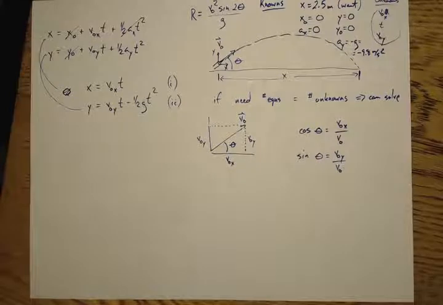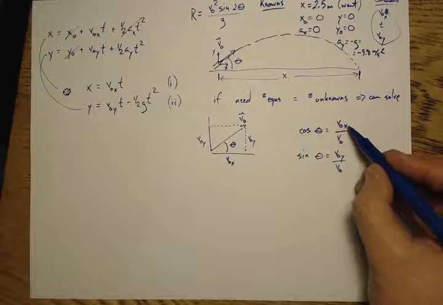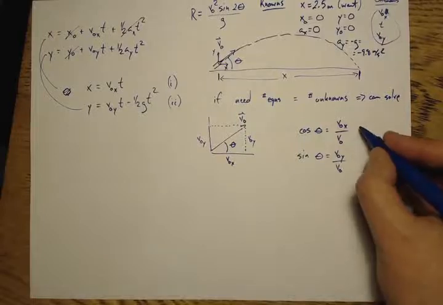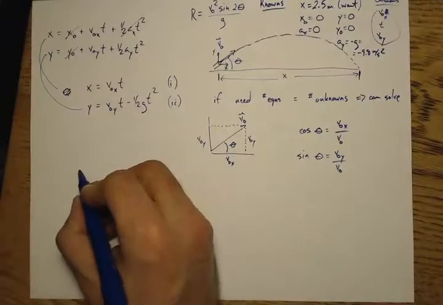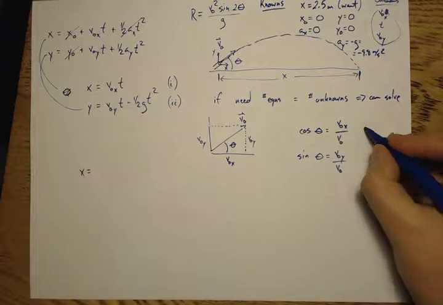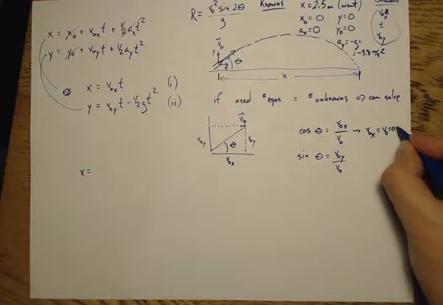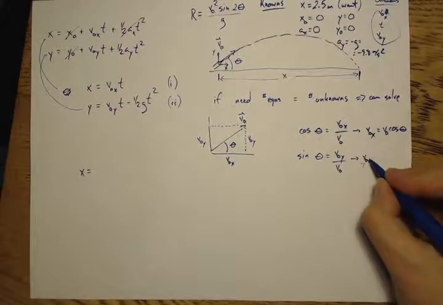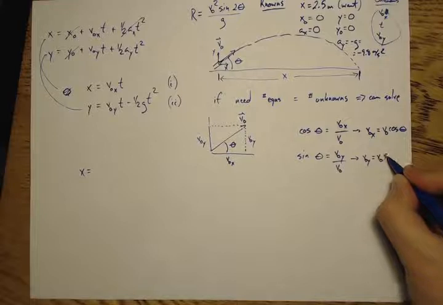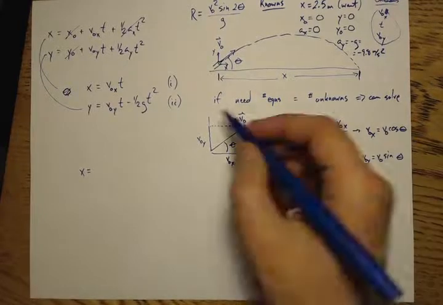Okay, well now I've got some more equations here, so I can plug this into equation 1. So now I shift my V naught around. I'm going to get V naught cosine theta, and this equation becomes V naught y is equal to V naught sine theta. And now I can plug these back into here.